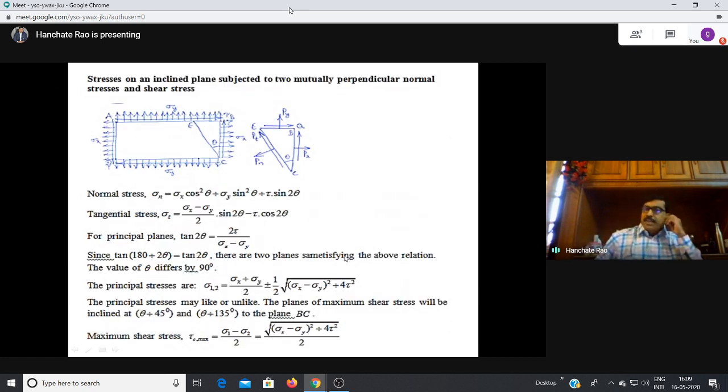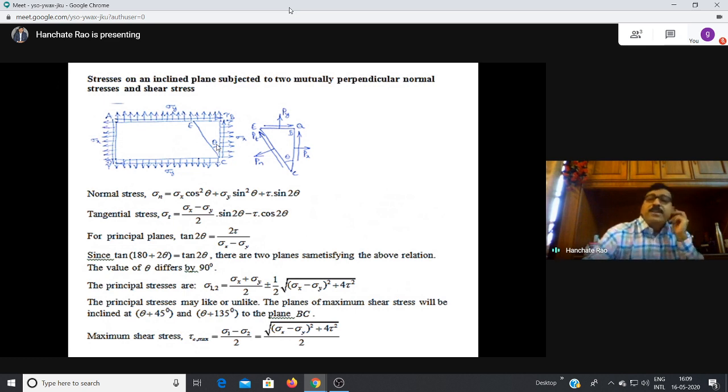Now let us take a more general case. We have sigma x acting in the x direction, sigma y acting in the y direction. In addition, we have shear stress tau acting on all four faces. This is tau here, tau here, tau here. So this is the most general case: sigma x is acting, sigma y is acting, and shear stress tau is also acting.